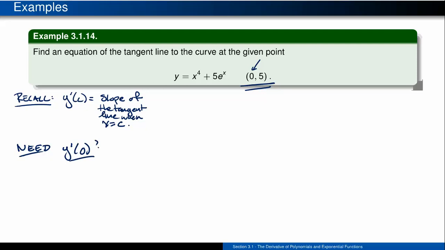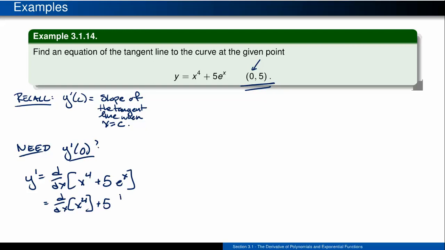To do that, I actually have to find the derivative of this thing, and then once I know the derivative, I'm going to evaluate this thing at 0. To compute this derivative, y prime is going to be equal to the derivative of x to the fourth plus 5e to the x. I'm going to use this kind of sum rule to distribute this d dx, and then I'm going to use this constant multiple rule to kick out the 5. What this gives me is a derivative of x to the fourth, and then plus this 5, and then I'm going to differentiate this exponential.